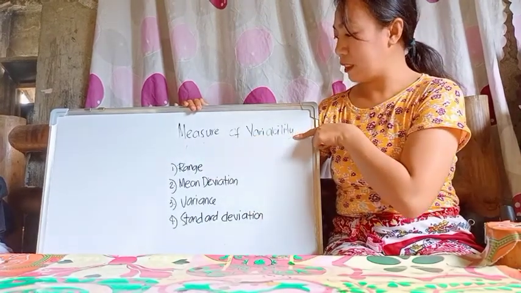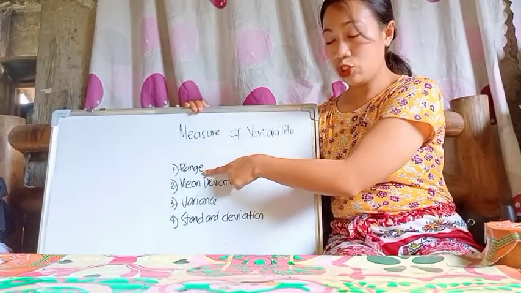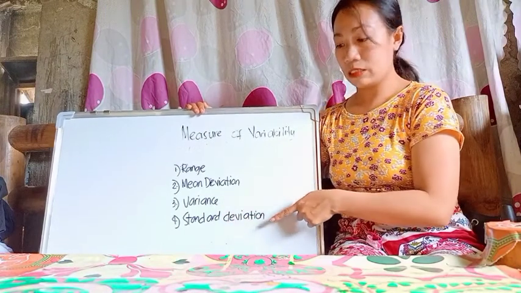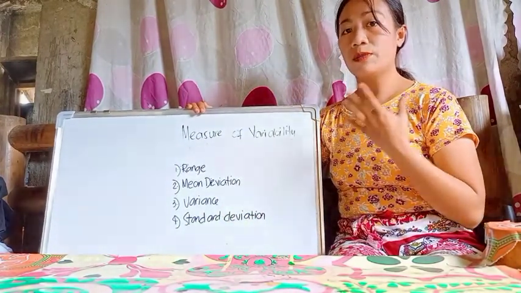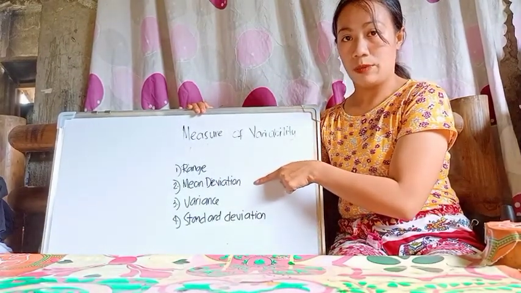Measures of variability have four common types. First, we have the range. Second, mean deviation. Third, the variance, and last, the standard deviation. But first, we must discuss only two: the range and the mean deviation.